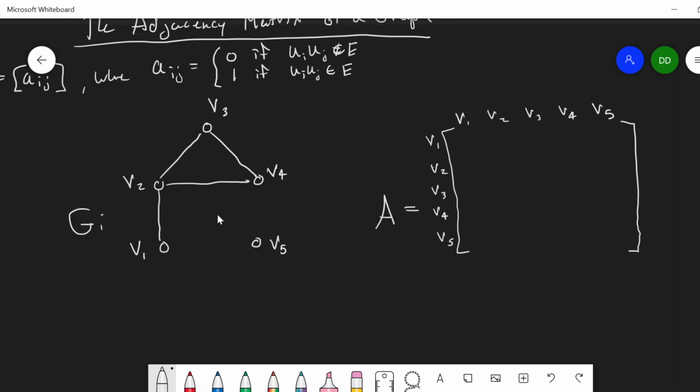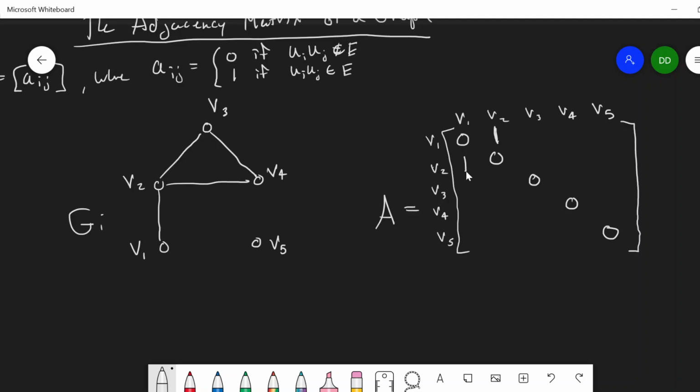Since no vertex can be adjacent to itself in a graph, there's no edge between a vertex and itself, so the diagonal entries of this matrix are 0. And then I'll fill out the rest of this. I'll put a 1 if that vertex is adjacent to the other vertex, and a 0 if they're not. So for instance, v1, v2 is an edge. So that means for v1, v2, I get a 1 here, and for v2, v1, I also get a 1. So in particular, this is going to be a symmetric matrix.